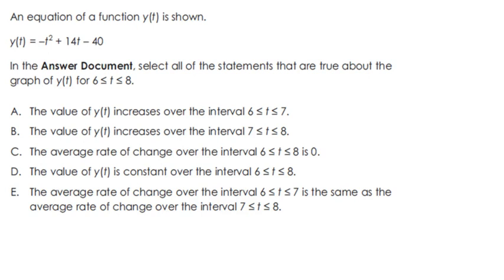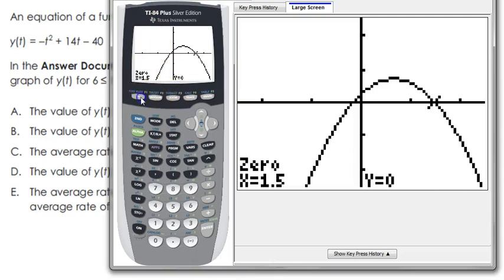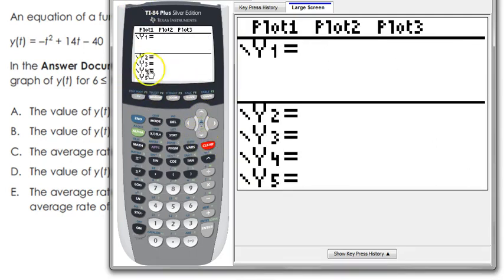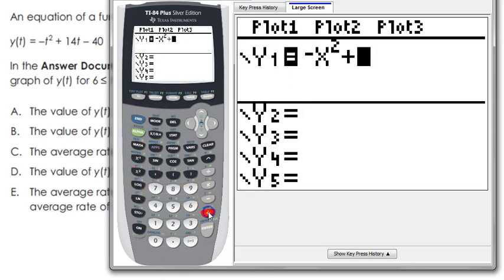The equation of a function y of t is shown. y of t equals negative t squared plus 14t minus 40. In the answer document, select all of the statements that are true about the graph of y of t for 6 is less than or equal to t, which is less than or equal to 8. This is another one where we come to our graphing calculator, we go back to y equals, clear whatever out, and we enter it in. Plus 14t, which becomes 14x, minus 40.